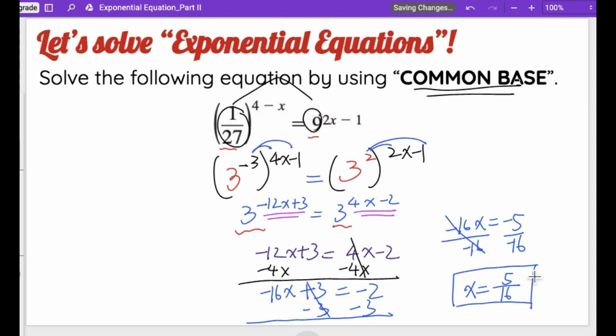So this is just an example here regarding how we change both sides to be the same base, and then we use the idea of same base, same exponent to solve the equation.